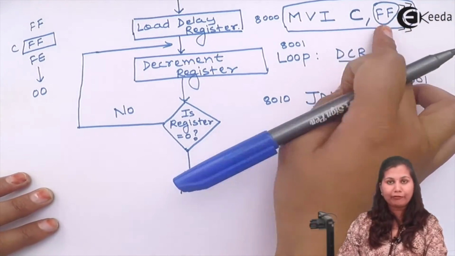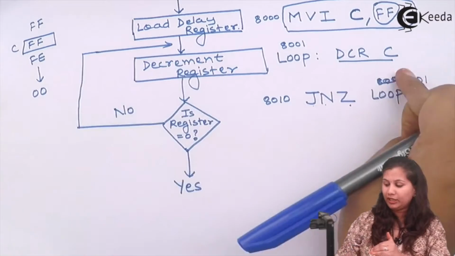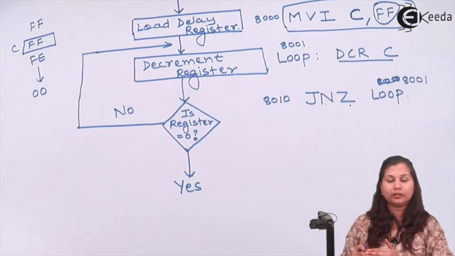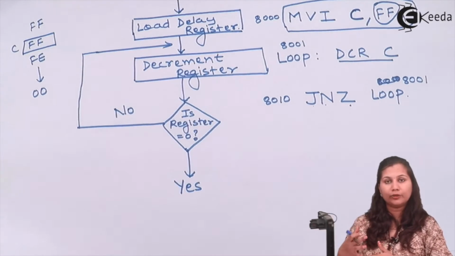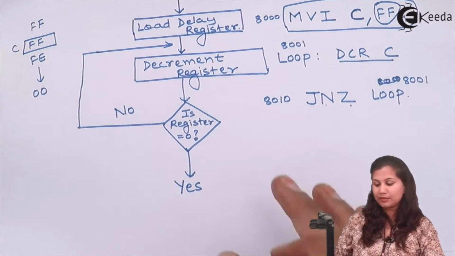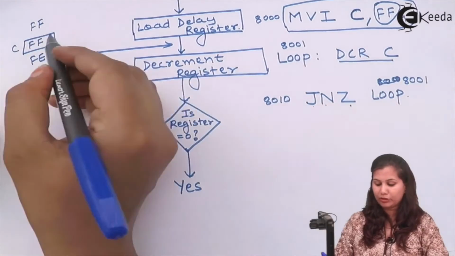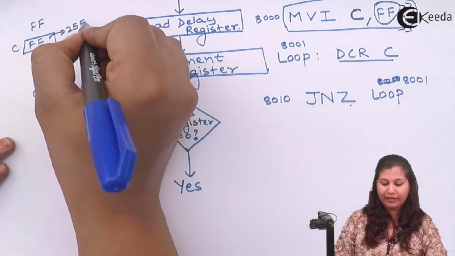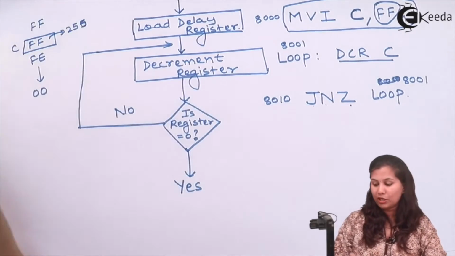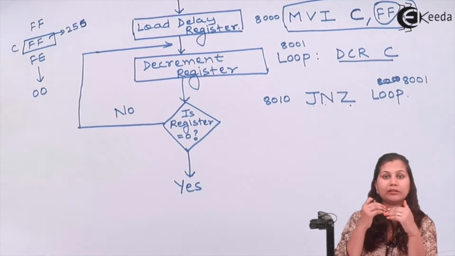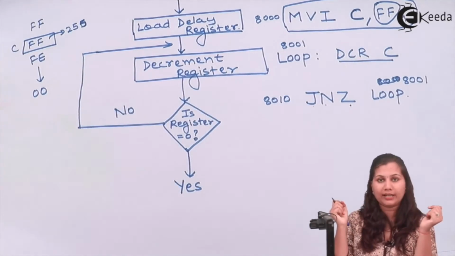Because this is FF, then it will come to FE, again these instructions will be executed, then it will reduce further, like 10, 9, 8. In this way the number is getting reduced every time. So this is 256 times, because FF when we convert it becomes 255, or 256 times. So these two instructions are repeated 256 times, or every time they are executed.